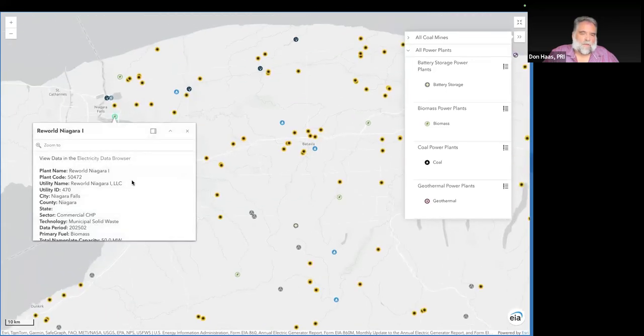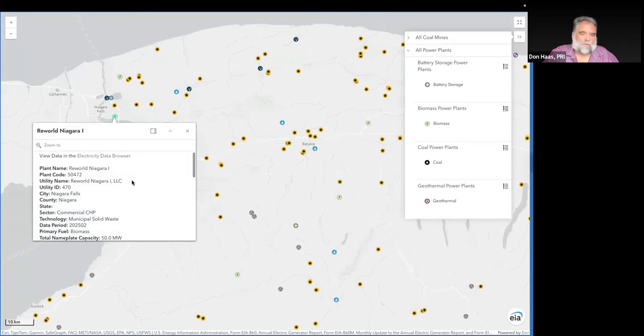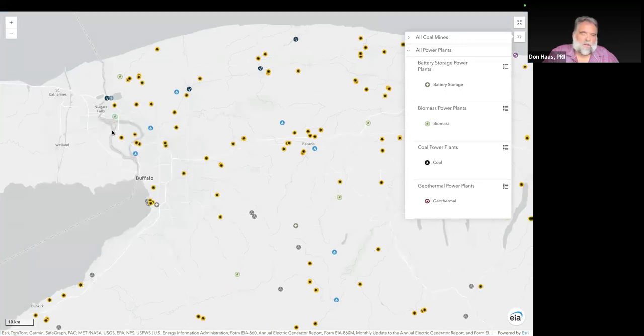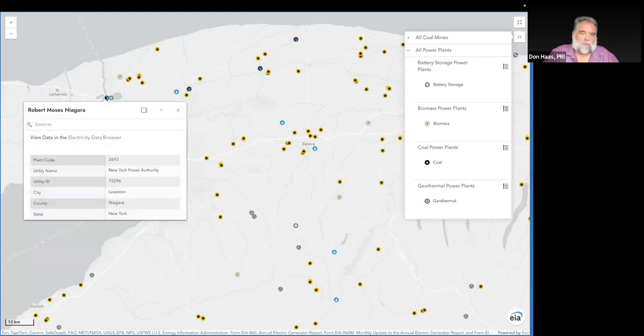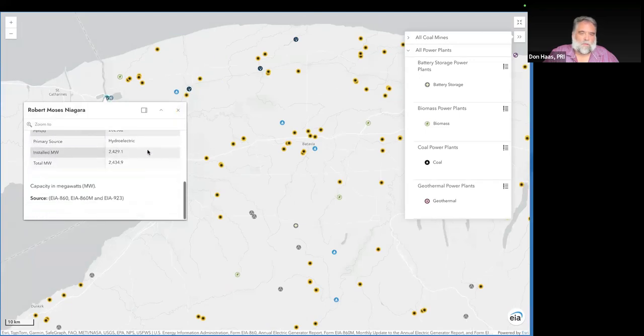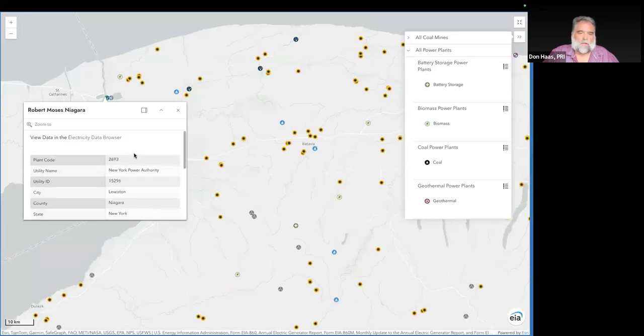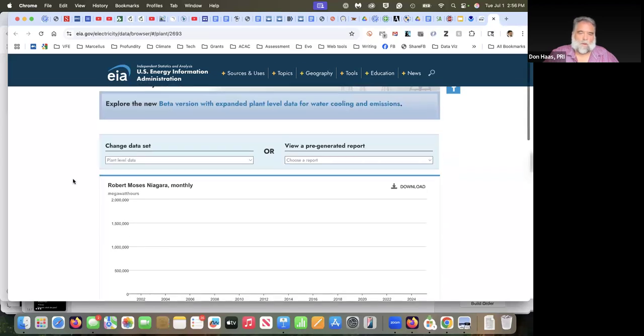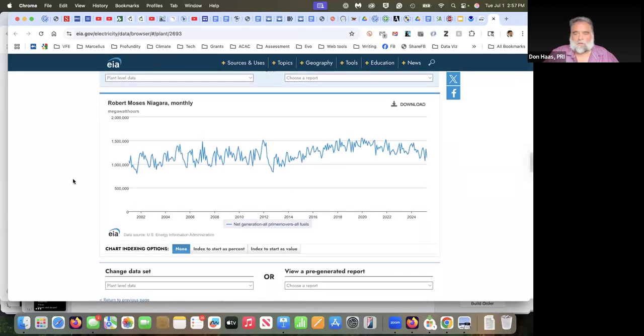And you can go over to Niagara Falls, and I've clicked on this, a solid waste power plant powered by burning garbage. But down the river a little bit is the Robert Moses power plant, which is 2,400 megawatts, or 2.5 gigawatts. And again, that's the largest power plant in New York State. And you can pull up the data for any one of those power plants and see its generating history, which is, I think, really pretty cool.